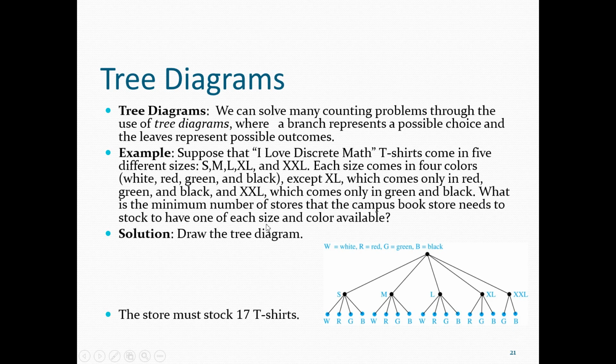What is the minimum number of shirts that the campus bookstore needs to stock to have one of each size and color available? Using this tree diagram, just count the end nodes, and we have 1, 2, 3, 4, 8, 12, 13, 14, 15, 16, 17. So we have 17. The store must stock 17 t-shirts in order to have every size and every color.